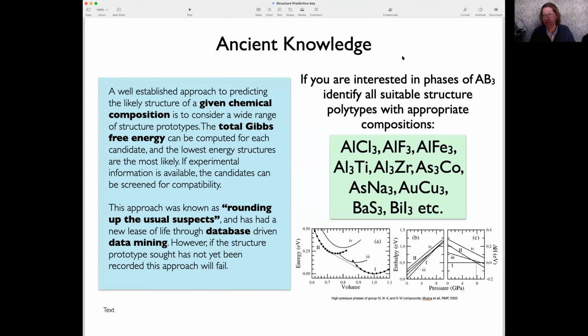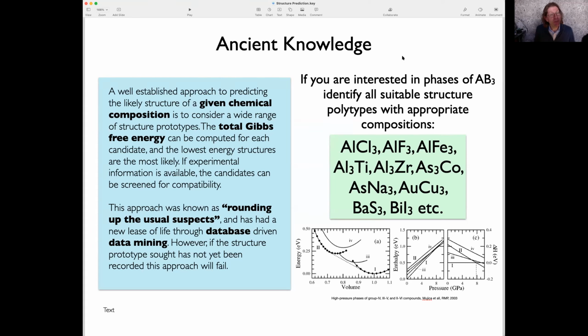This is what people used to do for crystal structure prediction in physics or solid state chemistry. The basic idea is that it's been observed that crystal structures repeatedly adopt the same structure prototypes. So you get the same structures again and again and again. It might be the rock salt structure, NaCl, the structure of sodium chloride, or it might be a BCC lattice or whatever. These structure types come up again and again.